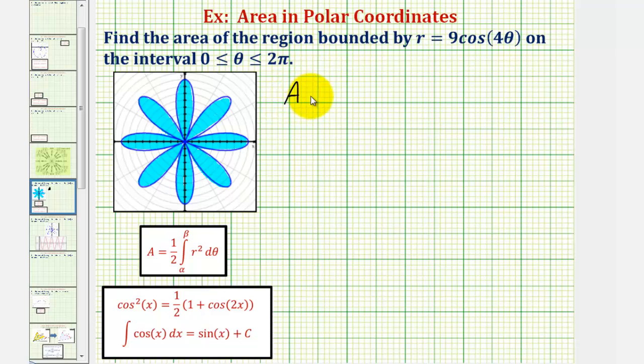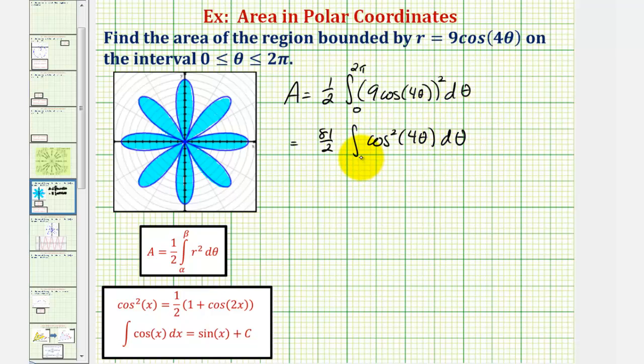So we'd have the area equals 1/2 times the integral of r squared, which would be 9 cosine 4 theta squared d theta, and again the interval is from 0 to 2 pi radians. Now let's go ahead and square 9 cosine 4 theta. Well, 9 squared is 81. So if we factor the 81 out, we'd have 81 halves cosine squared 4 theta. Now from here, we'll have to apply a power reducing formula since we don't have an integration formula for a cosine squared u.